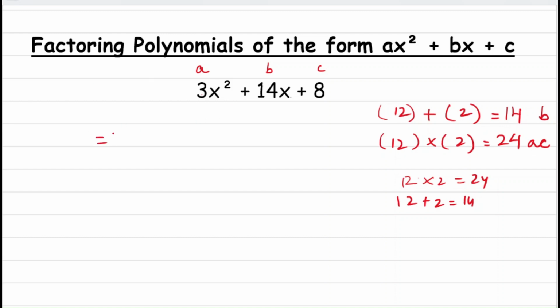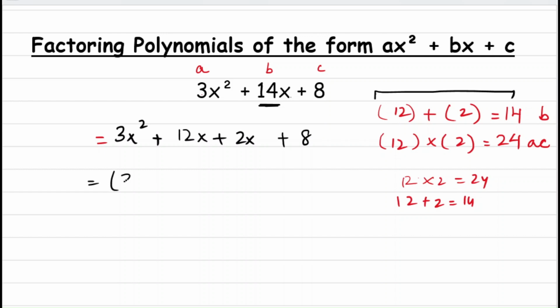So let's rewrite this polynomial as 3x squared plus, this 14 was 12 plus 2. So 14x will be 12x plus 2x. Of course, 12x plus 2x will give me 14x, plus 8. Let's regroup the terms: 3x squared plus 12x, plus, put the other terms in the next bracket, 2x plus 8.